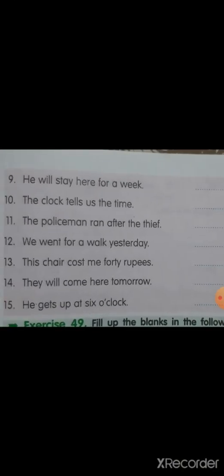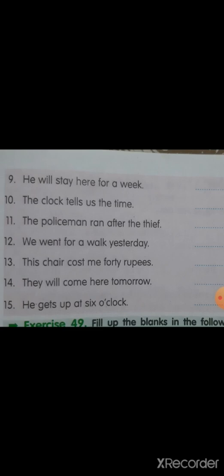So, few statements are there. He will stay here for a week. The clue will is there. Yes, of course, the statement is in future tense. The clock tells us the time. Tells. वो हमें बता रही है कौन घड़ी. Tells means the present times.